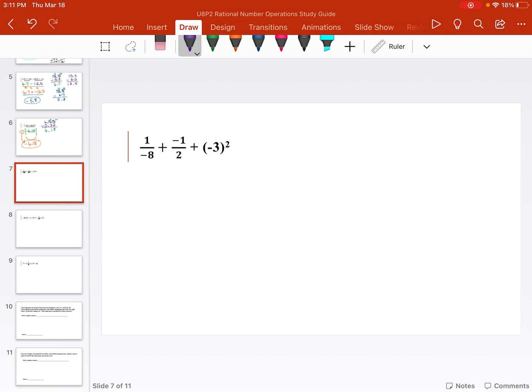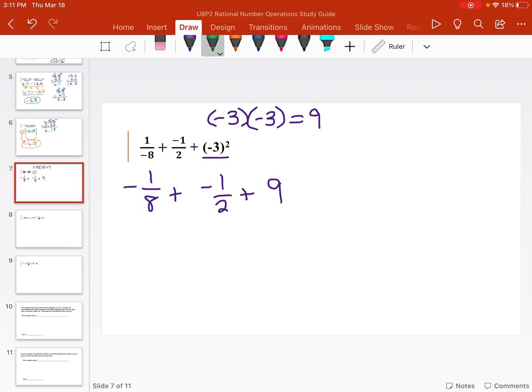Okay. For order of operations, though, I'm going to start here with the exponent. Notice that the exponent is touching the parentheses. That means that I'm going to multiply the whole parentheses times itself. So I'm going to do the negative 3 times the negative 3, which will actually give me a positive 9. Okay, so I have negative 1/8 plus negative 1/2 plus positive 9. Now it's all addition, so I'm going to work my way across left to right.